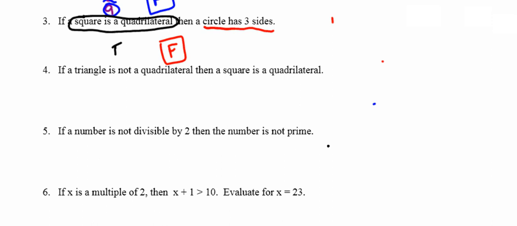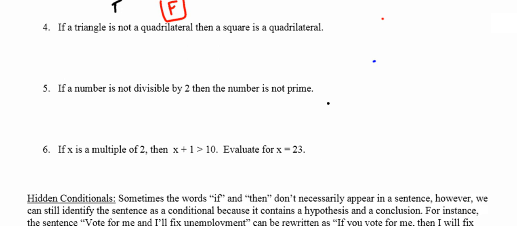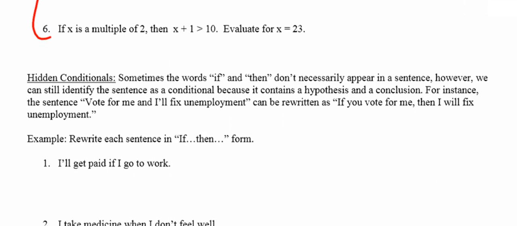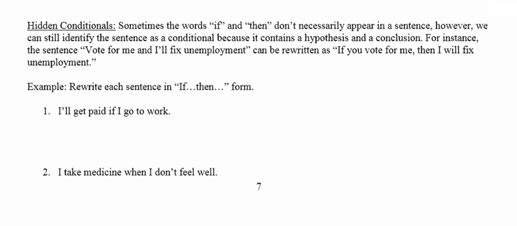The last 3 examples I'm not really thrilled about, and as your teacher I have the prerogative of omitting those, so I'm going to go ahead and skip over 4, 5, and 6, and we're going to talk about some hidden conditionals. The conditionals that we looked at so far were pretty straightforward, but they're not always. Sometimes the words if and then don't necessarily appear in a sentence, but we can still understand that its general meaning is that of a conditional.